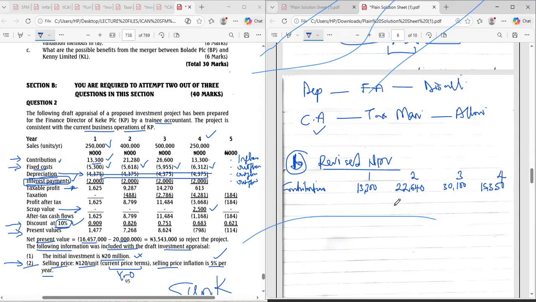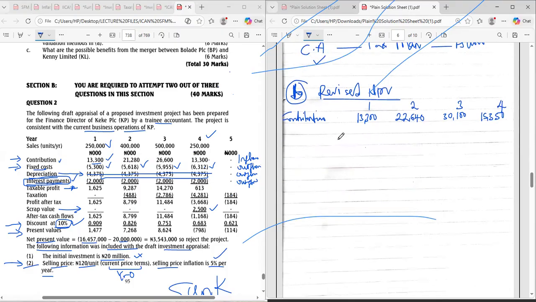Okay, let's just see down here. Let's say 1, 2, 3, 4, and 5. So let's go: 13,300, then 22,640, then we have 3,100, then 15,350. So these are the contributions. So let's start from there.